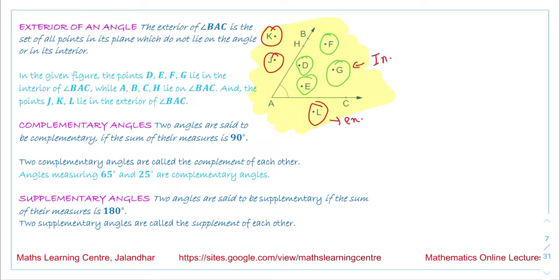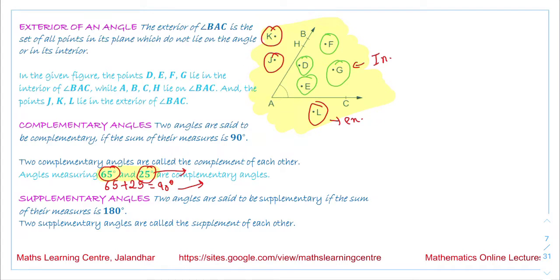Next is the definition of complementary angles. If the sum of the measures of two angles is 90 degrees, then they are called complementary angles. Here the example given is 65 and 25. If you add both these values, 65 plus 25, the answer is 90 degrees. So the angles measuring 65 degrees and 25 degrees are complementary angles.